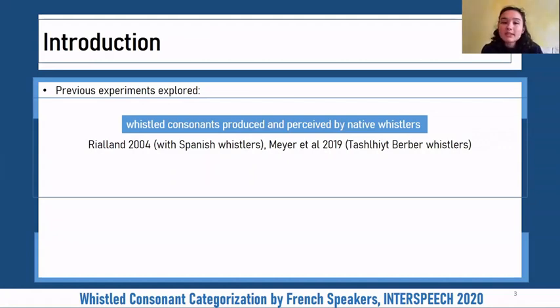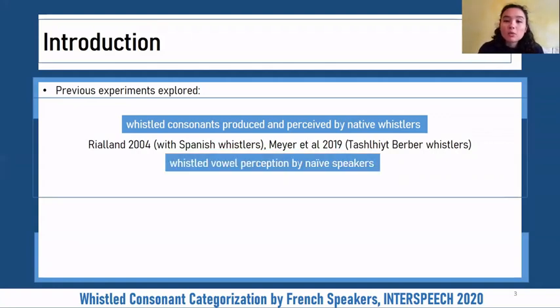And then more recently, Meyer et al. in 2019, who analyzed whistled consonants with Tashlhit Berber whistlers. Once again, native Tashlhit Berber whistlers whistling to each other. There have also been whistled vowel perception experiments by naive speakers, so participants who would have to recognize whistled vowel productions without ever having heard or heard of whistled speech.